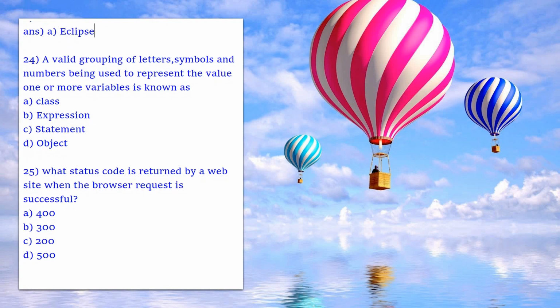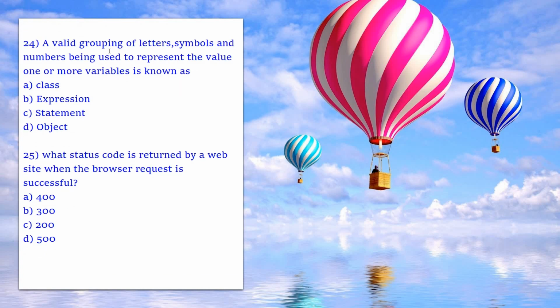So next one is the 24th question. A valid group of letters, symbols and numbers being used to represent the value of one or more variables is known as? Class cannot be this because a class is not a group of letters or symbols. Expression is one which includes operators and operands. Object is an entity which describes the class. But here they have told it's a valid group of letters, symbols and numbers.